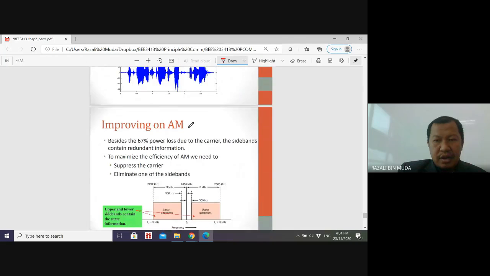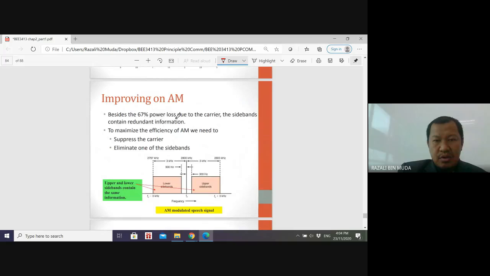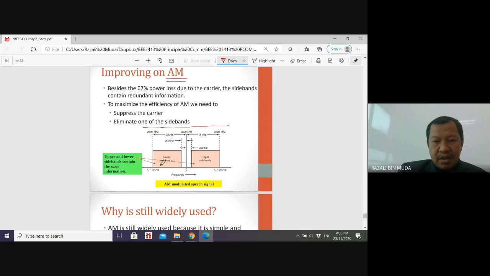Improving on AM. Besides the power loss due to the carrier, the sidebands contain redundant information. Because the upper sideband and lower sideband in an AM signal carry the same power, it also means that they carry the same information. So the sidebands contain redundant information.